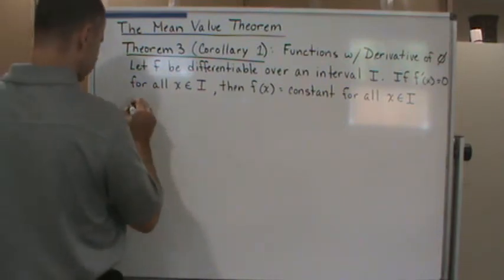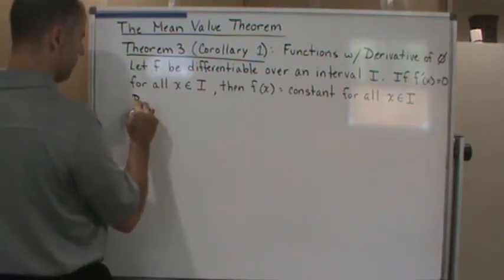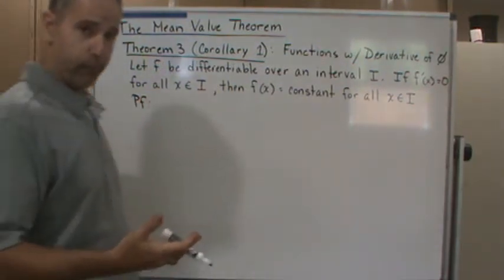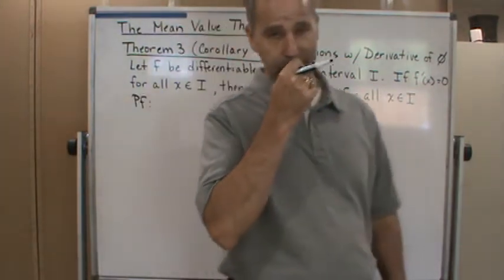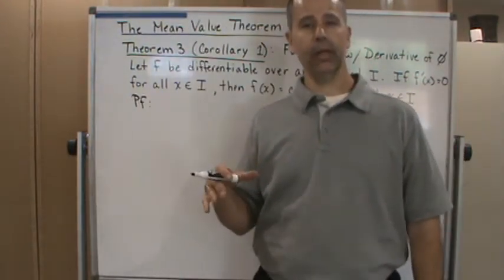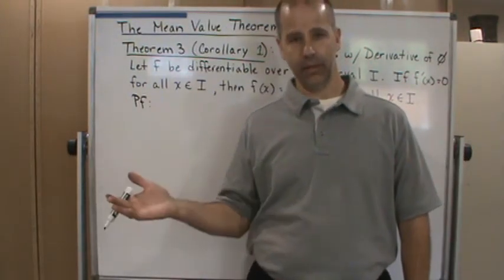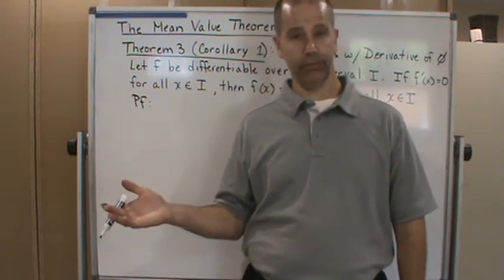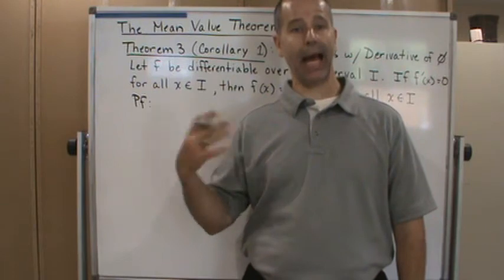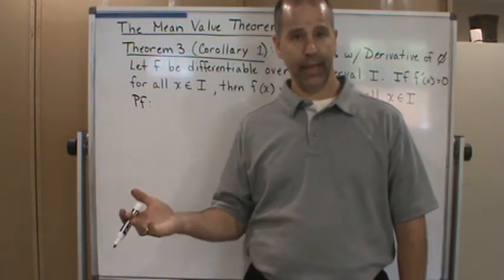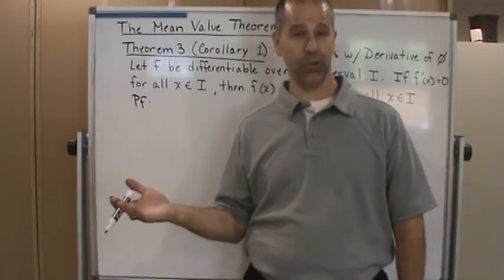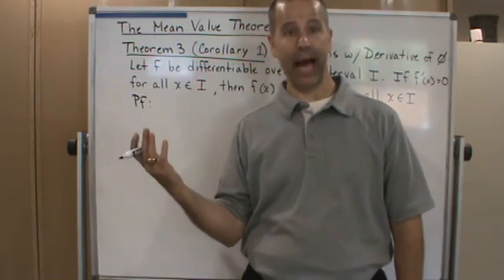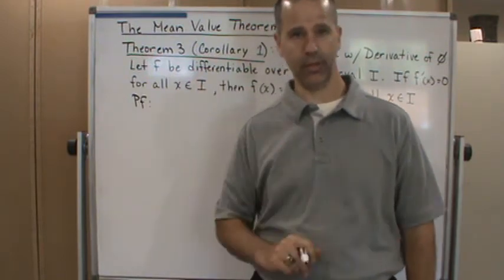Now, the proof is done by what's called a proof by contradiction. What is proof by contradiction? Proof by contradiction is where you assume the opposite of what you want to show. You assume the opposite of what you want to prove, and then show that by that assumption it leads to a contradiction, and by doing that prove that the opposite must be true. So that's what we're going to do.